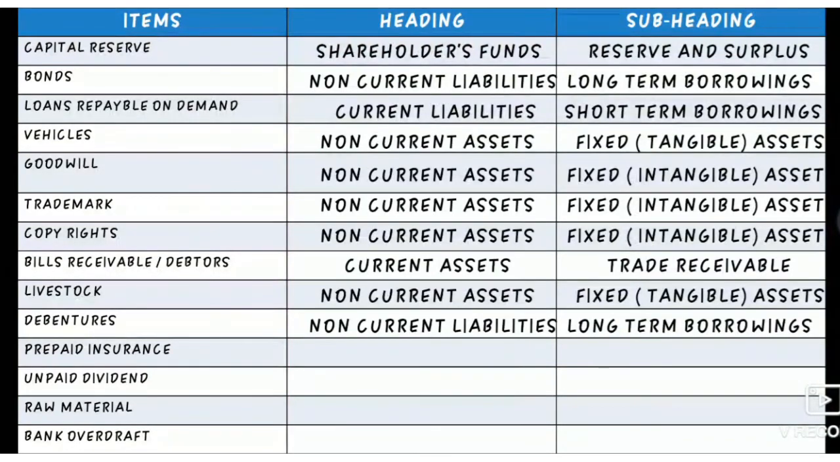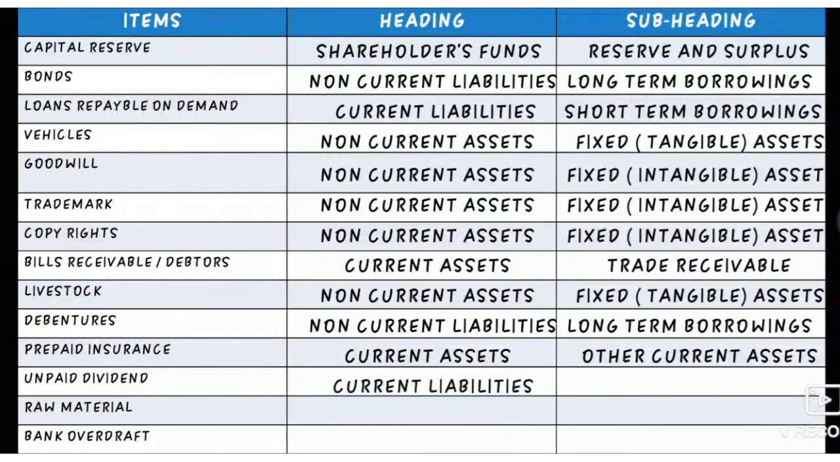Then prepaid insurance. If the insurance has been paid in advance, prepaid. So if you had paid it, it will be considered as an asset, and it is for less than 12 months. So it will come under current assets, and the subheading will be other current assets. Unpaid dividend. If the dividend is not yet paid by you, you will pay within 12 months. So it will come under current liability, and the subheading will be other current liability.